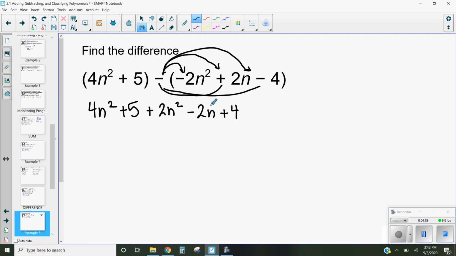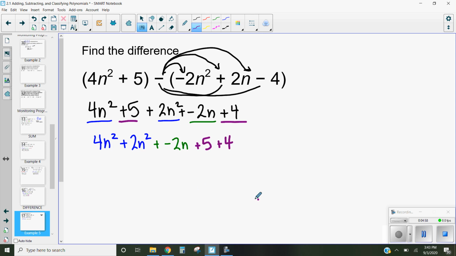Instead of writing this minus 2n, I could even write plus negative 2n if we wanted those all to be an addition problem. Now I'm going to identify which terms have the same degree, just like we've been doing before. This one and this one. This one has its own degree, and these two. So then we are going to combine those degrees and write them in standard form. So highest degree on the left, lowest degree on the right, and we end up with 4n squared plus 2n squared plus negative 2n plus 5 plus 4. Now I'm going to combine those terms that are alike.